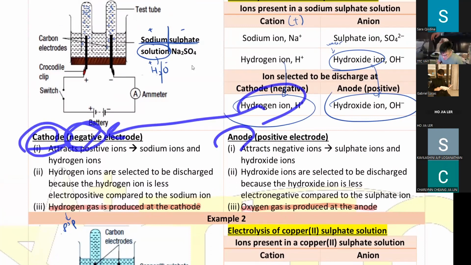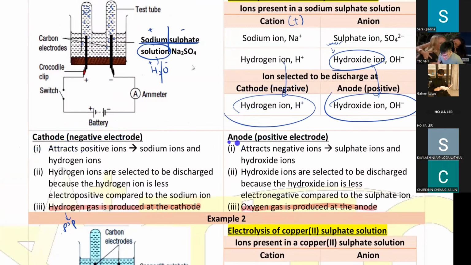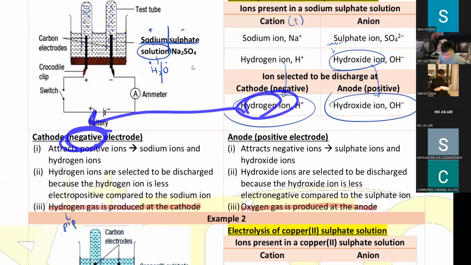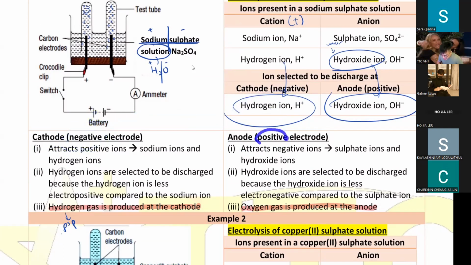Okay? Anode is the positive. Like another, you see? Another. So positive. They will attract the negative. This girl will attract this guy, and this guy will attract this girl. Right? Please don't say positive attract positive, negative attract negative. They don't work like that. It's the opposite. Positive attract negative, negative attract positive.